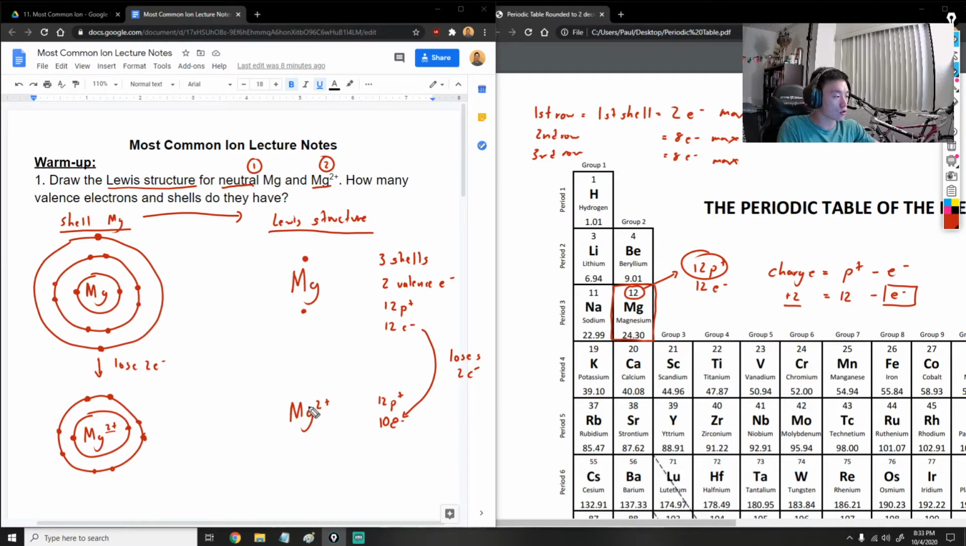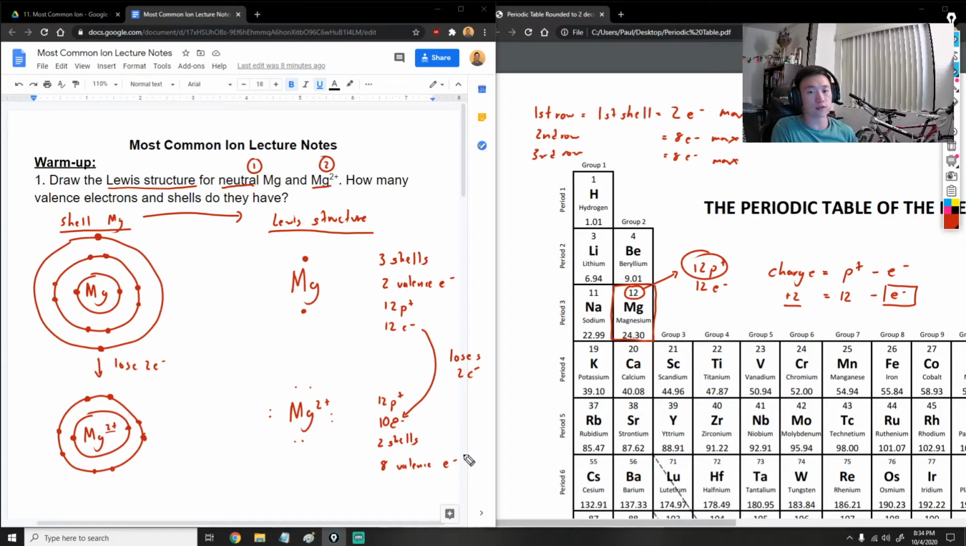Okay, so if we want to draw the Lewis structure for Mg2 plus, we need to draw the valence electrons. So there's 1, 2, 3, 4, 5, 6, 7, 8. And so that means that Mg2 plus is going to have 2 shells, and it's going to have 8 valence electrons.